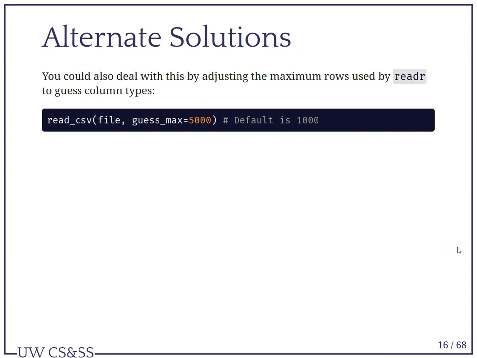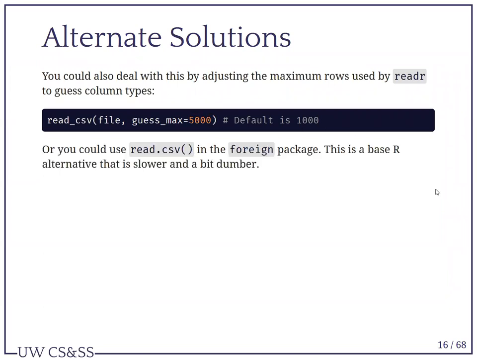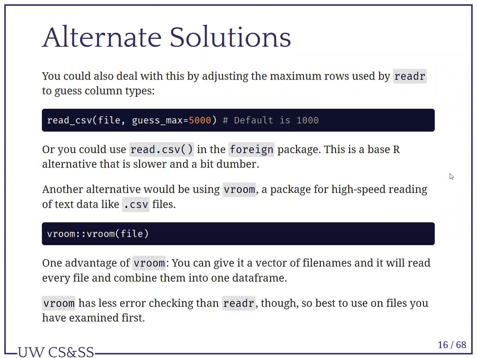You can also deal with this by adjusting the maximum number of rows used by readr to guess the columns. So here I use read_csv for some file, and I can say guess_max and hand this argument 5,000 instead of 1,000. Or you could use the read.csv that's in the foreign package. This is the base R alternative. That's slower and a bit dumber, and then just coerce them all afterward.